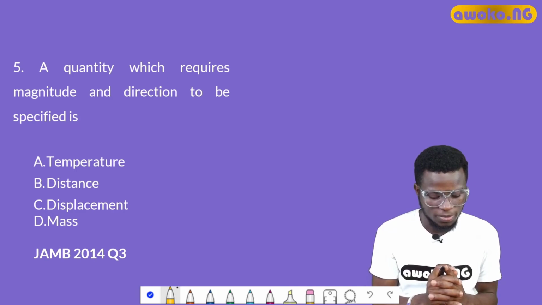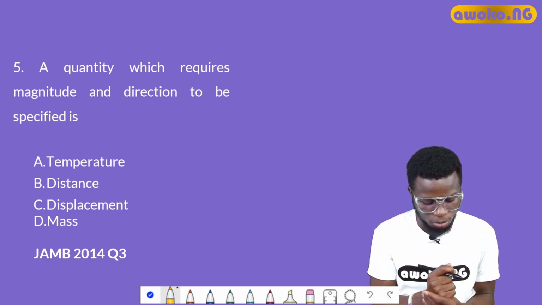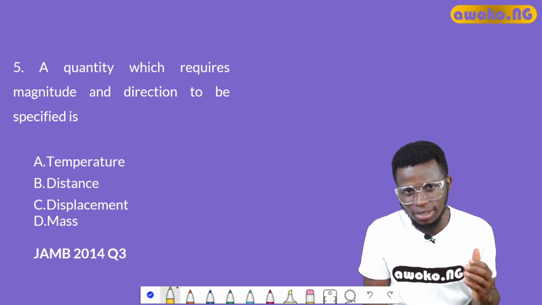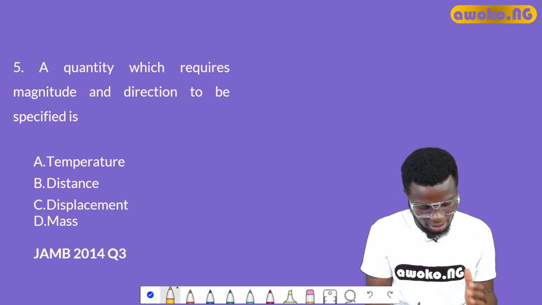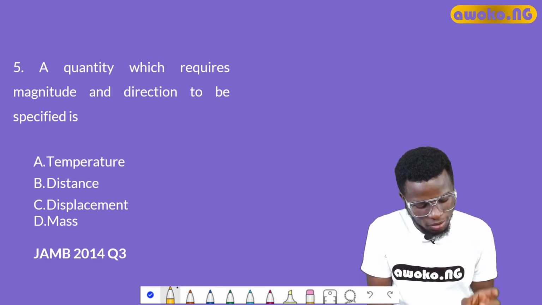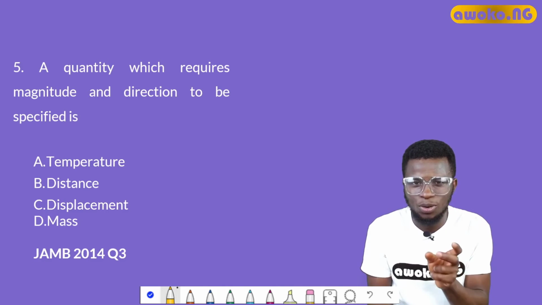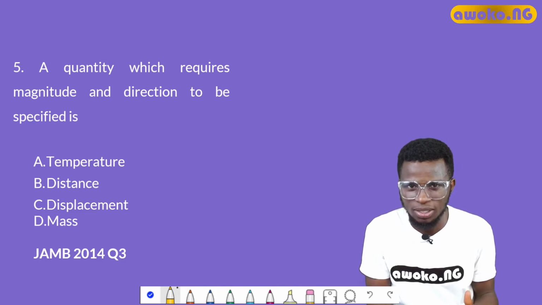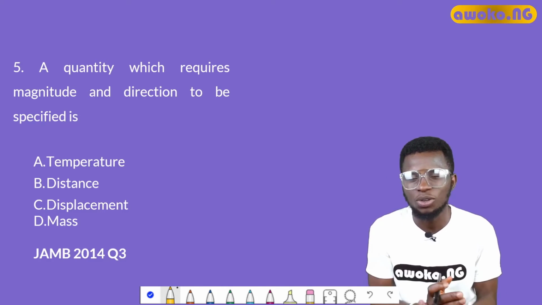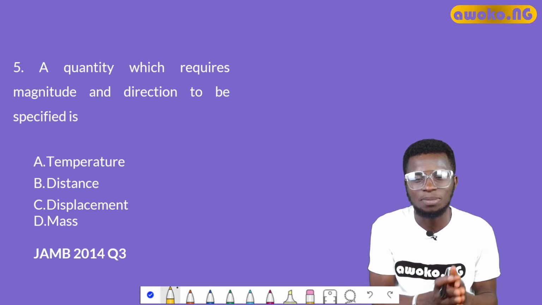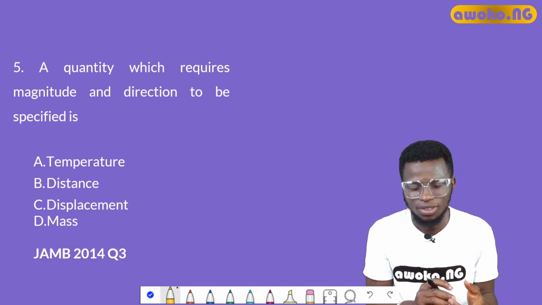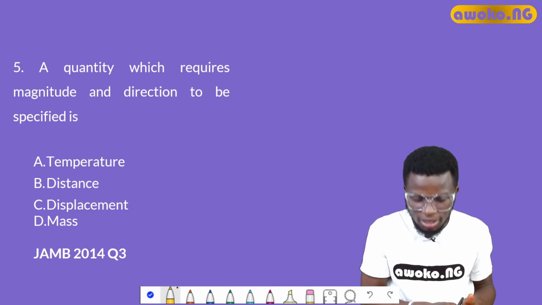A quantity which requires magnitude and direction to be specified is dash. A, the temperature, B, the distance, C, displacement, and D, the mass. Invariably, what this question is asking us is to find a vector quantity. Which of the following is a vector quantity? That is the other interpretation of this question, because vector quantities are quantities that are specified by both magnitude and direction. So amongst these, which is a vector quantity?